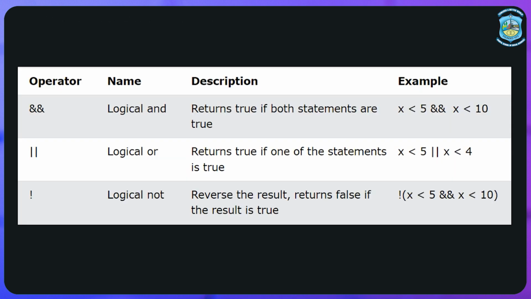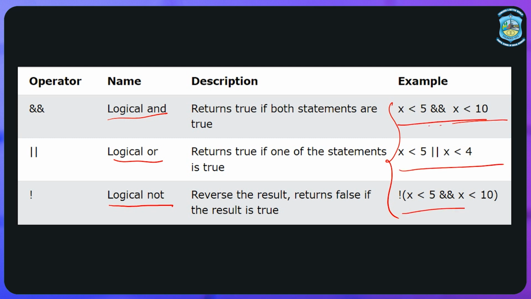Now next is logical operators. Now what are logical operators? There we have three logical operators over here: logical AND, logical OR and logical NOT operators. This is the example given over here, how they are written in a C++ program.